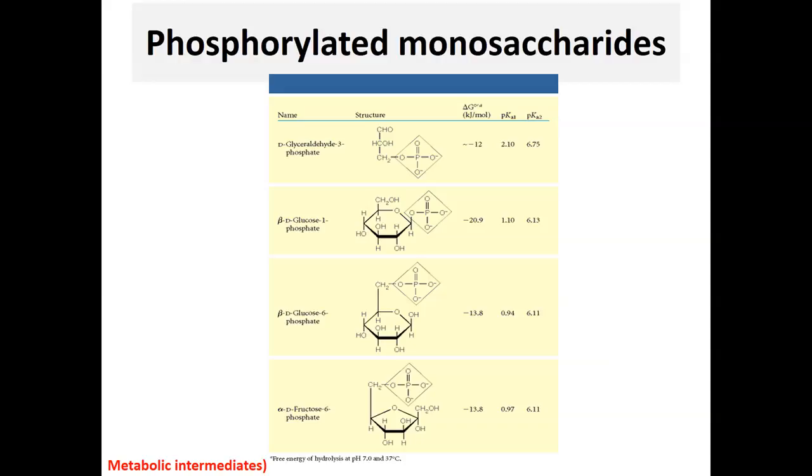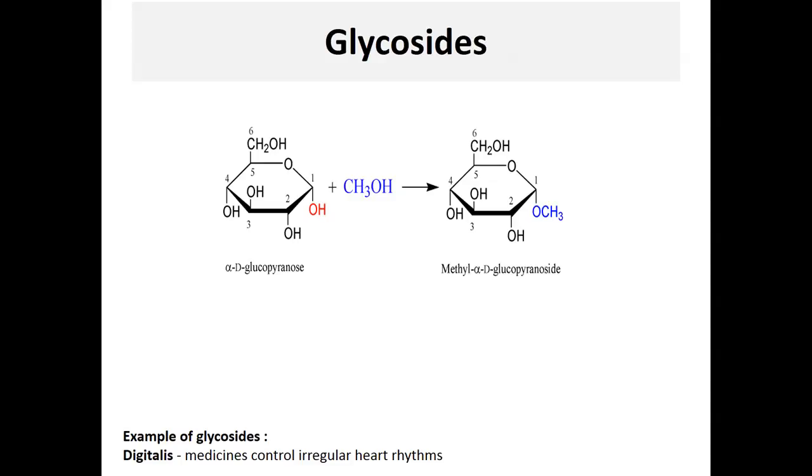So basically, in fructose 6-phosphate, the phosphate is attached to the 6 position. And here, the phosphate is attached to the 6 position, as you see here. And here, the phosphate is attached to the 1st position. And on glycerol 3-phosphate, the phosphate is attached to the 3 position. Is that clear? Okay.